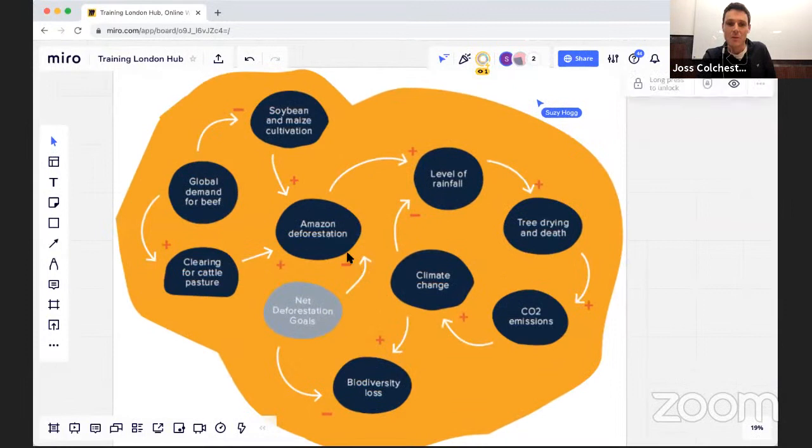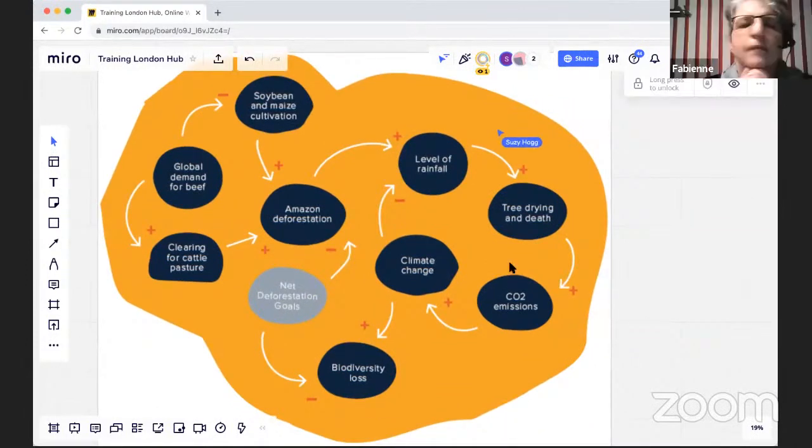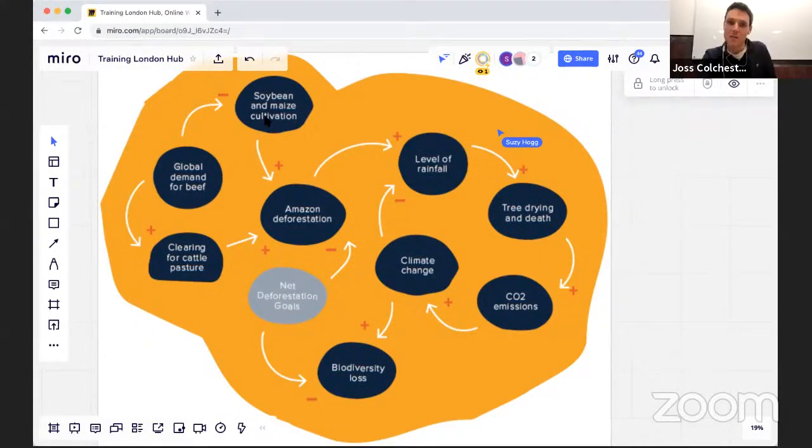This is Amazon deforestation and the effects of that. They have up here soybean, maize cultivation. They're putting global demand for beef here, net deforestation goals here, biodiversity, climate change, CO2. So they're saying this is a system, all of these things are interrelated, and they're interrelated in a particular way. Anybody want to talk us through, if we start here, global demand for beef, if there's more, let's say there's more, right? More people in China eating beef burgers. Anybody want to follow this one through? What's happening then? Do you want to talk to me about what's happening with maize cultivation or clearing for cattle pasture?